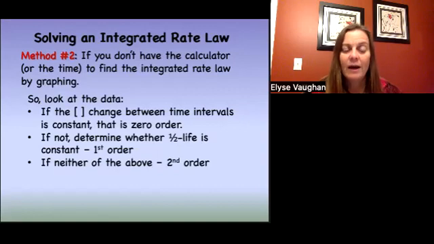So we're going to pick a time when our concentration halves, and we're going to see if in that same time interval it halves again. If so, we know it's first order. And if it's neither of the above, then we know it's a second order reaction.